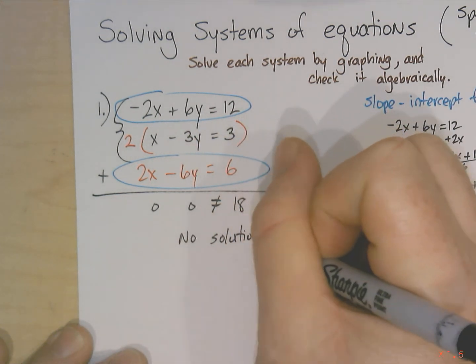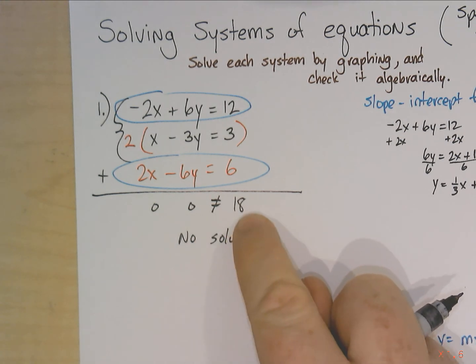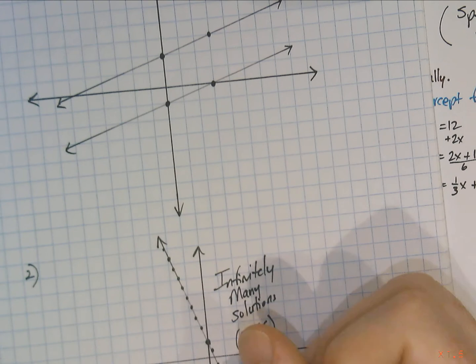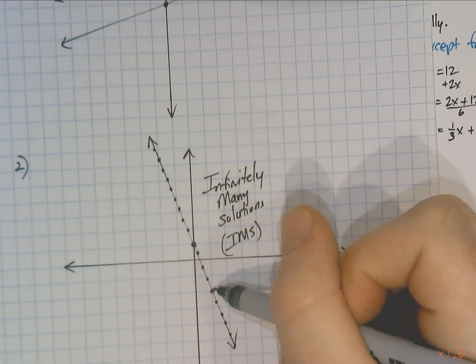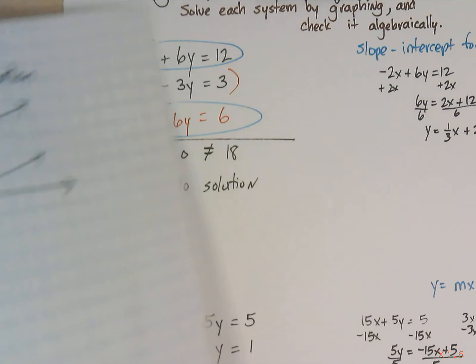If there's no x, there's no y, there's no solution. Now, if this was a 0, if we had all zeros across the board, then it would be infinitely many solutions, because it could be pretty much anything at that point for those ordered pairs. So whatever ordered pair fell on that one line here, let's say like this one right here, for example, 1, negative 2, that's going to work for both equations. All right, now number 2.